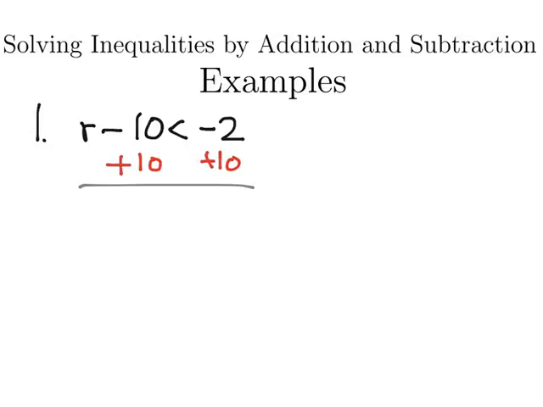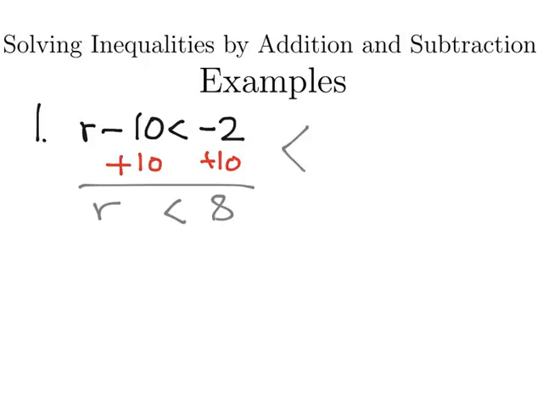In this video, we'll be going over examples on the lesson of solving inequalities by addition and subtraction. For number 1, we're given an inequality, and we need to graph and express the solution. So to start off with, let's find the solution. I'll just add 10 to both sides, and that'll give me that r is less than 8.